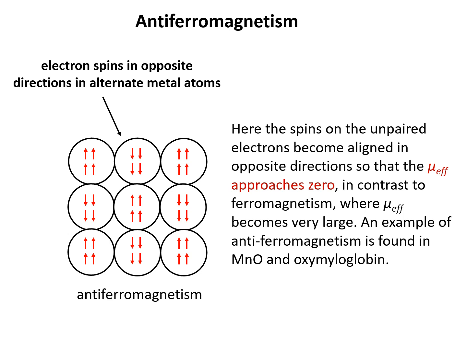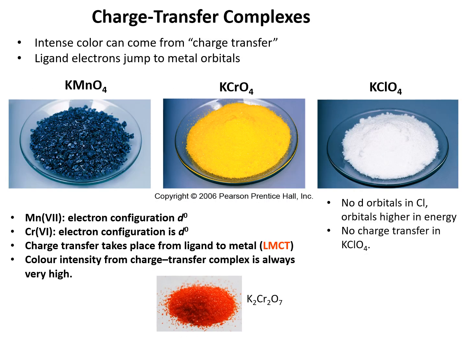Whereas in antiferromagnetism, electron spins are in opposite directions in alternate metal atoms. That is called antiferromagnetism. Then let us see charge transfer complexes based on the color: potassium permanganate, here it is chromate, whereas it is chlorate.